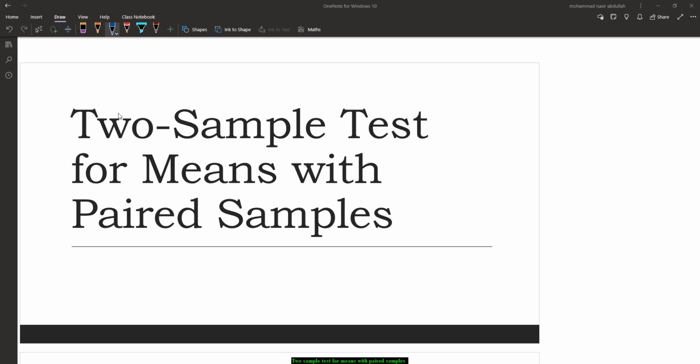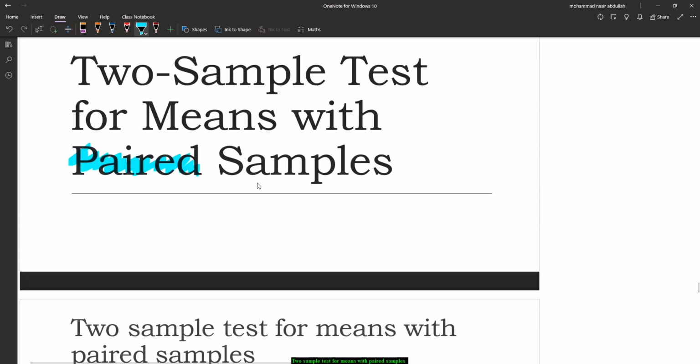In the previous video, we already touched on one sample test for proportion and two sample tests for mean with independent samples. In this video, we try to understand how to deal with paired samples.